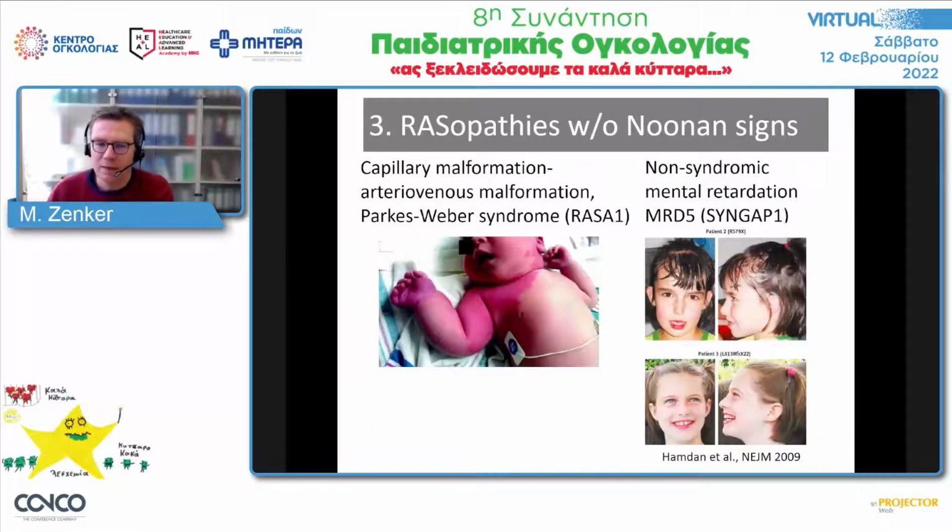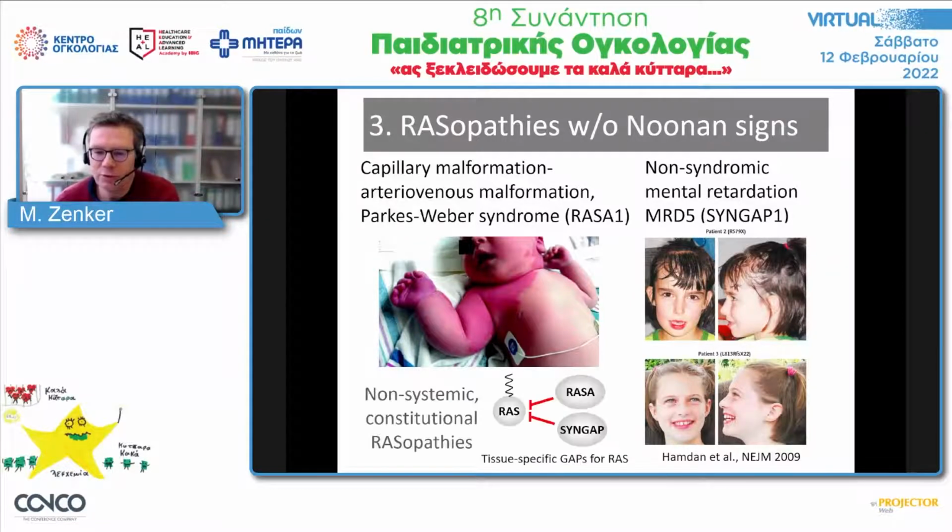The third category I will briefly mention is Rasopathy without Noonan signs, which includes a capillary malformation, arteriovenous malformation syndrome or Parkes-Weber syndrome caused by RASA1 mutation, and a specific type of autosomal dominant mental retardation. These more restricted, non-systemic Rasopathies, but caused by germline mutations, are probably explained by the tissue-specific action of these genes, which are also, like NF1, inhibitors of RAS. And loss of function causes these symptoms. And this shows us that if endothelial cells are affected by RAS pathway dysregulation, these arteriovenous malformations or vascular malformations can occur. And also the dysregulation in the central nervous system causes mental retardation, intellectual deficits.